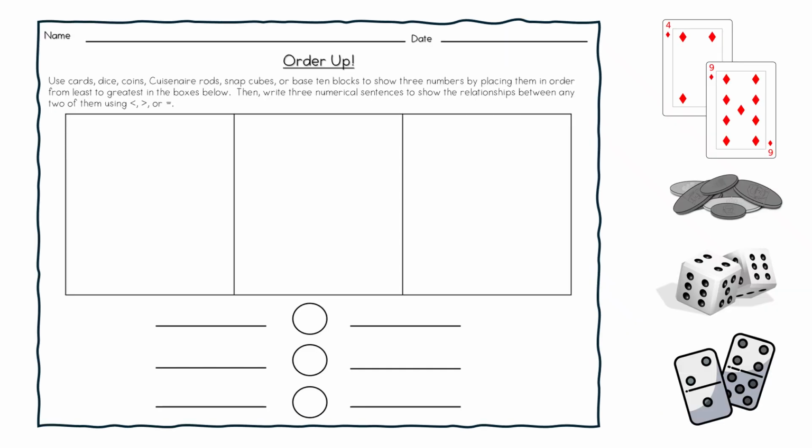They can also play Order Up. In this activity, they draw 3 cards, coins, or dominoes, or roll 3 dice. Then they put them in order from least to greatest in the boxes at the top. Finally, they write 3 numerical sentences to show the relationships between any 2 of the 3 numbers. If they get 2 of the same number, they can put them in the same box. If you print these boards on cardstock and then laminate them, they can be used over and over again with dry erase markers. This one is also free on my website.